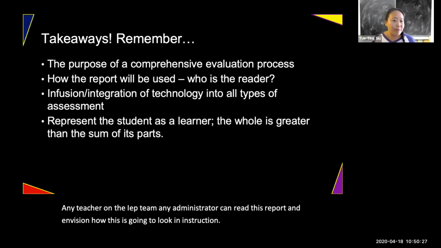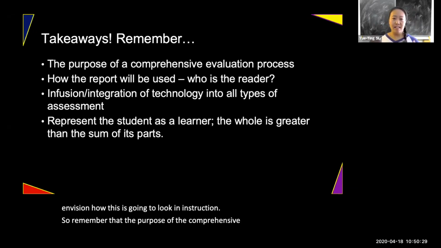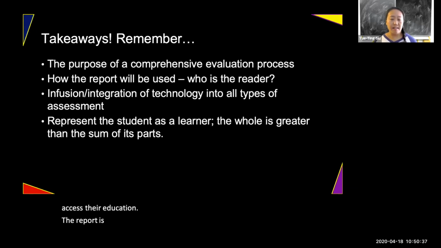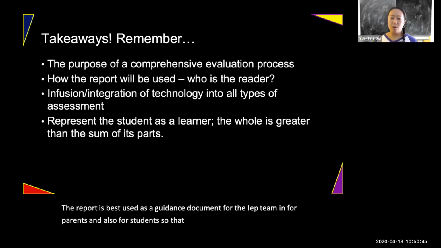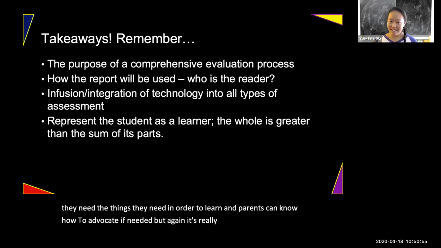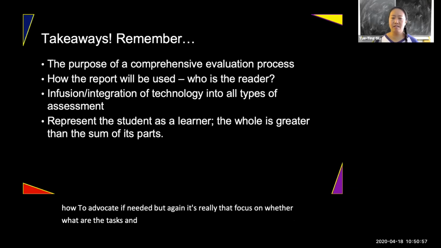So remember that the purpose of the comprehensive evaluation process is to get a holistic view of the student and what they need to access their education. The report is best used as a guidance document for the IEP team and for parents, and also for students, so that the students can understand why they need the things they need in order to learn. And parents can know how to advocate if needed. But again, it's really that focus on what are the tasks and activities that the student needs to engage in and be empowered to do.